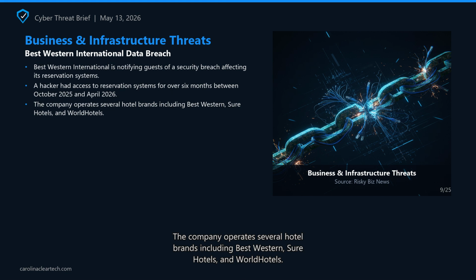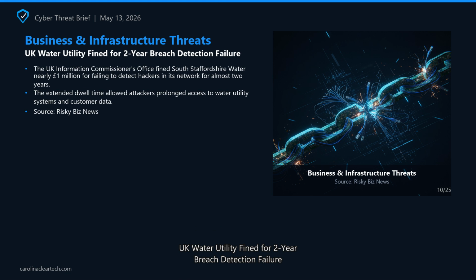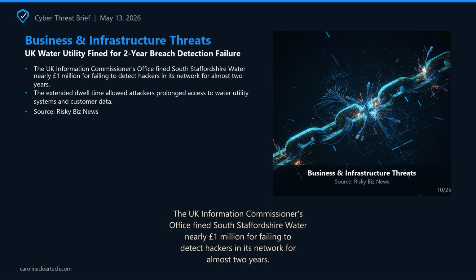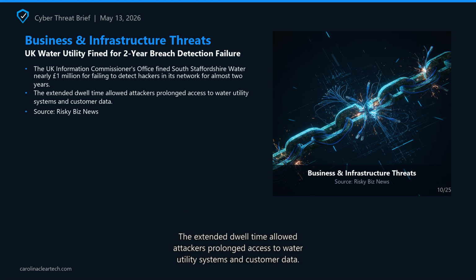Source: Risky Biz News. UK water utility fined for 2-year breach detection failure. The UK Information Commissioner's Office fined South Staffordshire Water nearly £1 million for failing to detect hackers in its network for almost 2 years. The extended dwell time allowed attackers prolonged access to water utility systems and customer data.